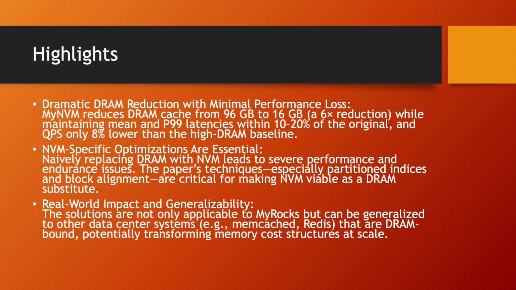Covering some highlights, the first is dramatic DRAM reduction with minimal performance loss. MyNVM reduces DRAM cache from 96 GB to 16 GB, that is a 6x reduction, while maintaining mean and P99 latencies within 10 to 20% of original, and QPS only 8% lower than the high DRAM baseline.